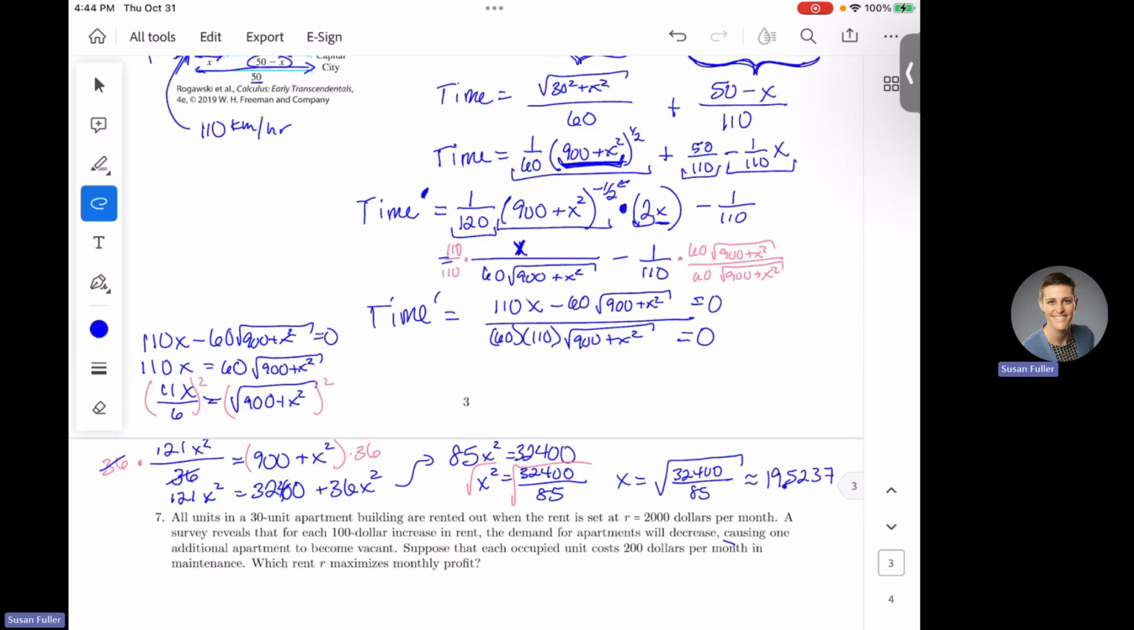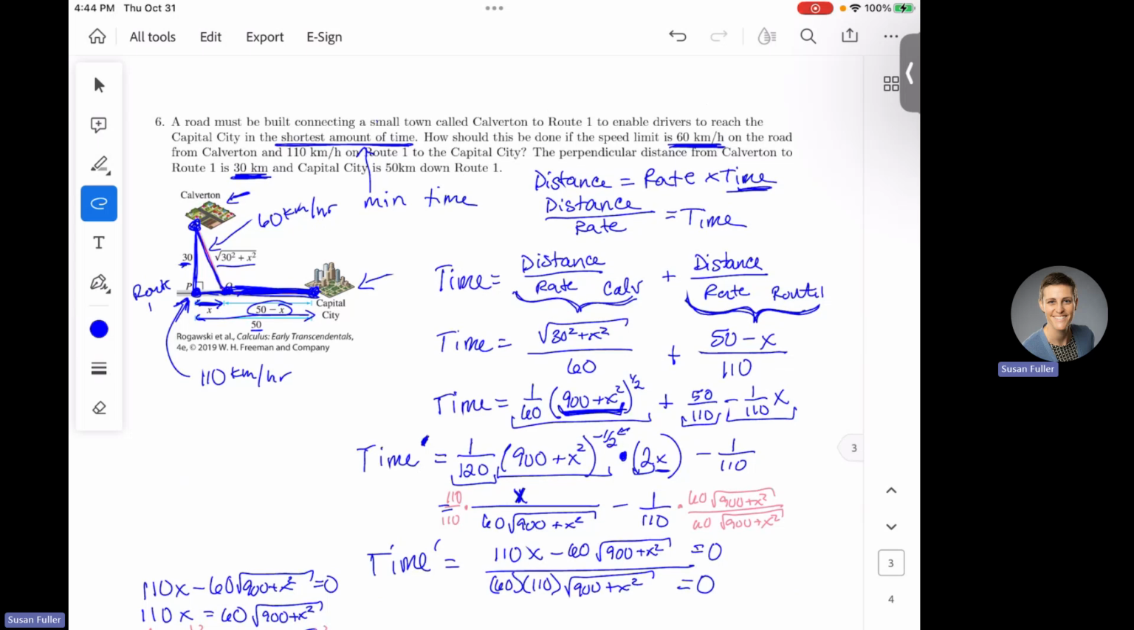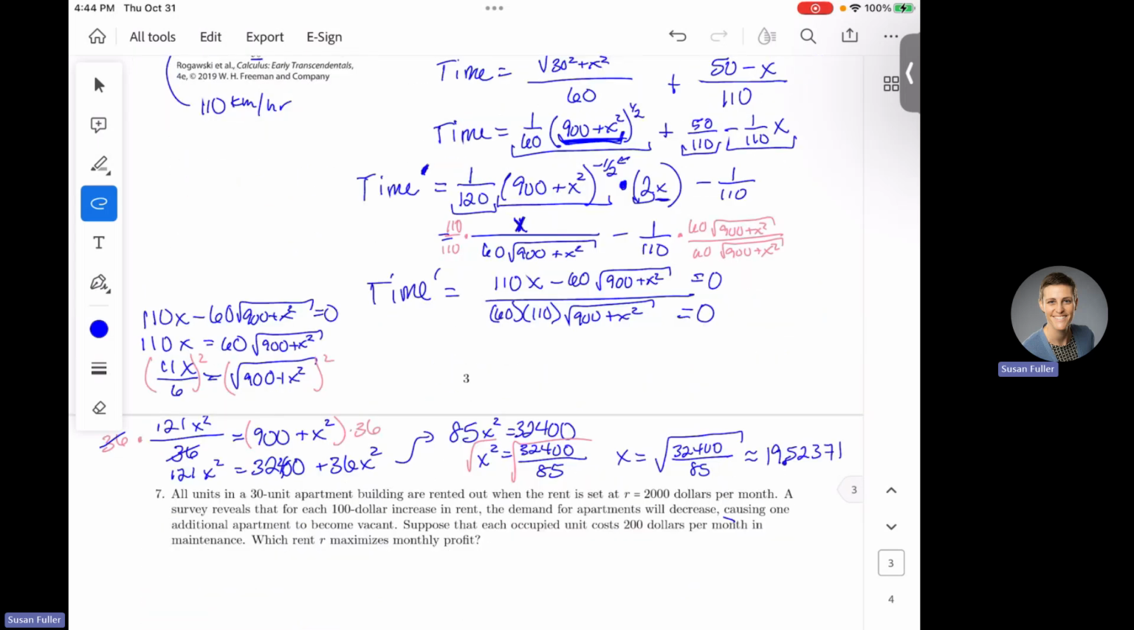And this is an x value. X was a distance, and our distance here is measured in kilometers. All right, so that's going to be kilometers. So that's the critical point that I get from where my derivative is equal to 0.